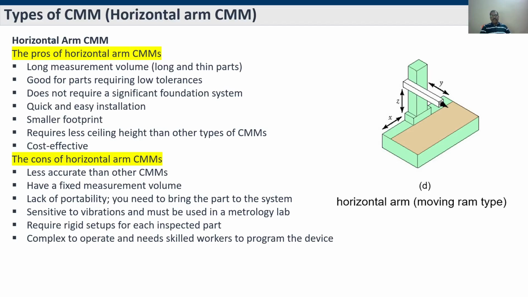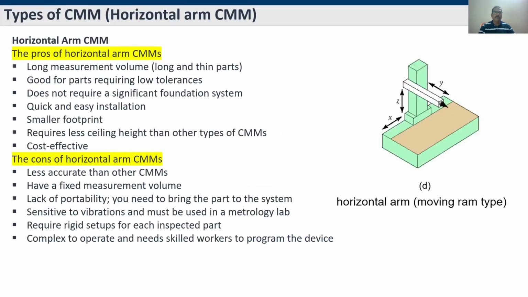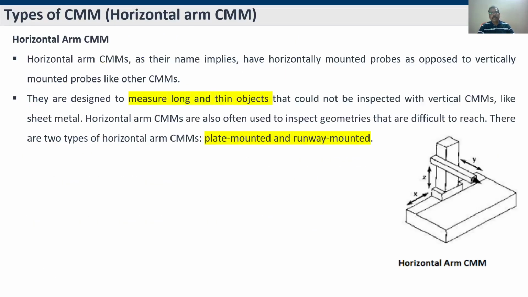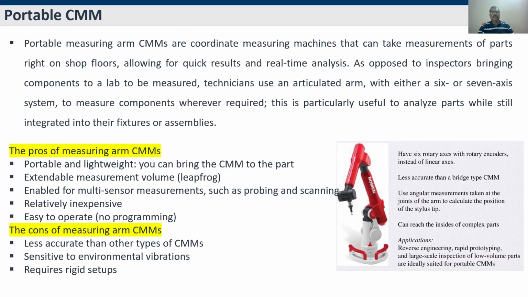You need to have a fixed volume, and portability is low. Vibration will affect it. You need a rigid setup, the component being inspected needs to be placed rigidly, and you need specially skilled operators. What else? Plate mounted, runway mounted. Okay, that's it. Then column, then portable.